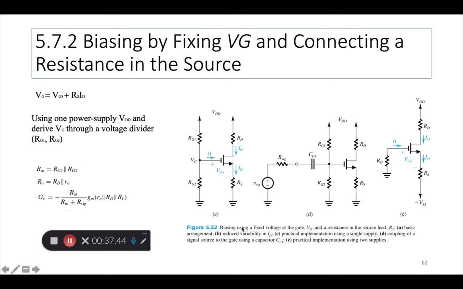Okay. So look at the figure. Part C says biasing using a fixed voltage at the gate. Basic arrangement. B, reduced variability in ID.